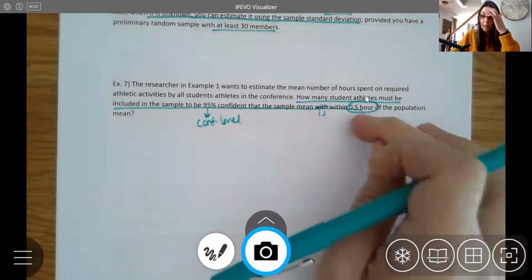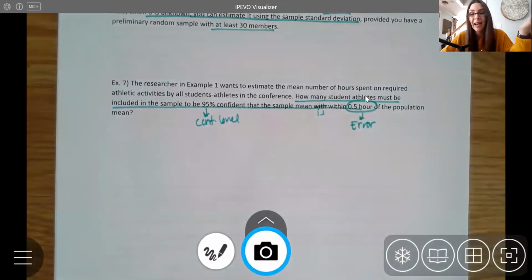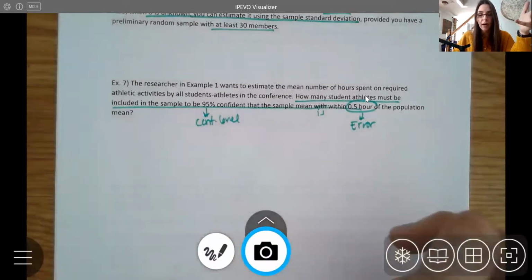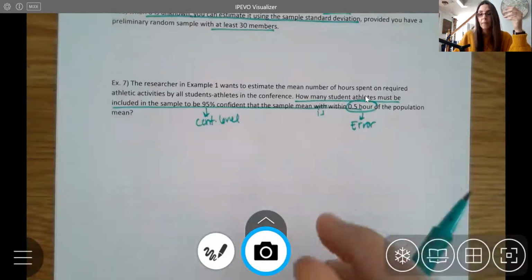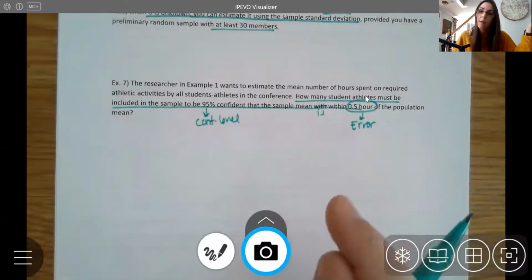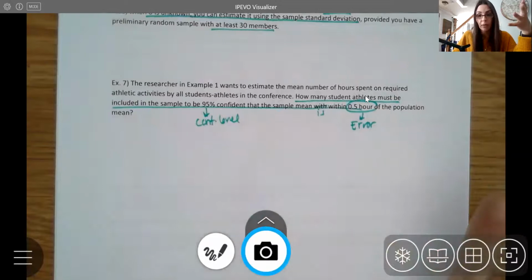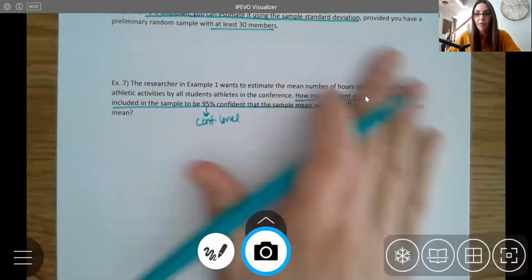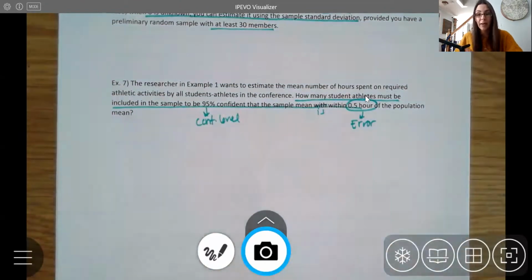Now, this may be different than the error that we just calculated. So here he's kind of going into it saying that, okay, we want our error to be 0.5, which is different than before when we were calculating the error and we got 0.7, right? So that error was 0.7, which isn't 0.5. So here we're kind of going in before the study and saying, okay, I would like my error to be 0.5. What sample size do I need here? Okay.